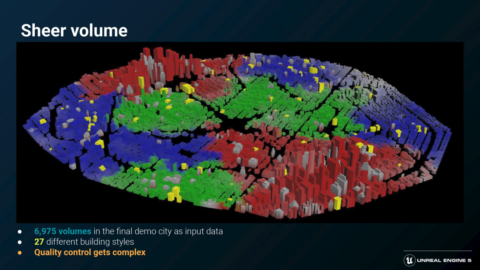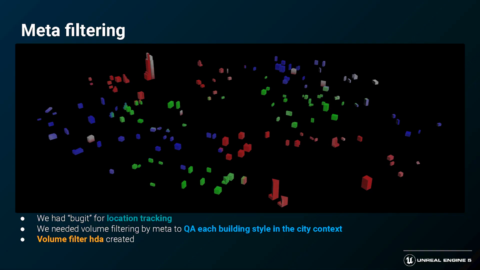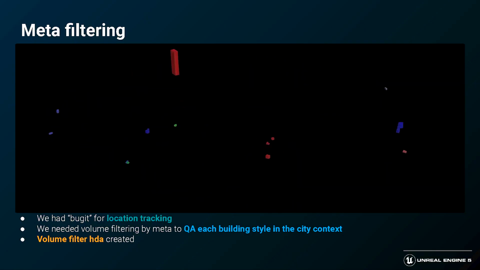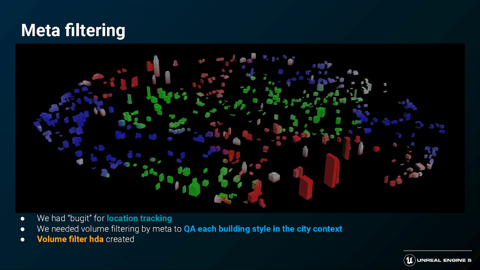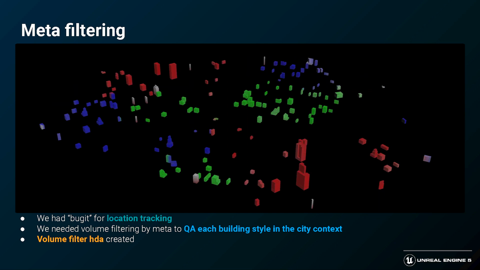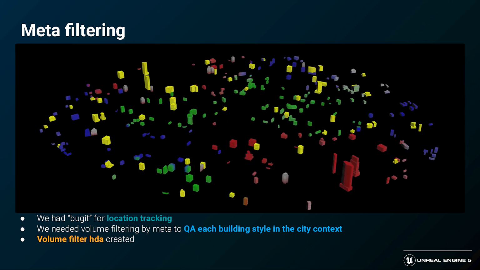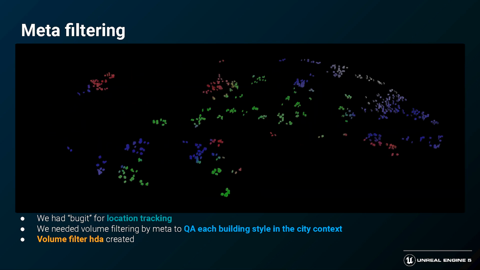With the sheer number of building volumes, we were struggling to identify issues in the vast sprawling city we were building. We literally could not see the buildings for the city in some situations. While we had Bugit and Bugit Go to teleport around the city and investigate issues, we really needed a structured way to sign off on all the building styles and building features without the distraction of the beautiful city. A volume filter HDA was created to give targeted collections of volumes to feed into the building generator.